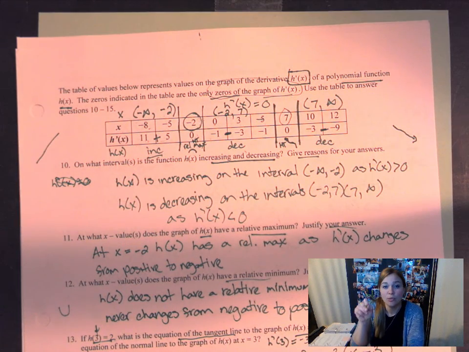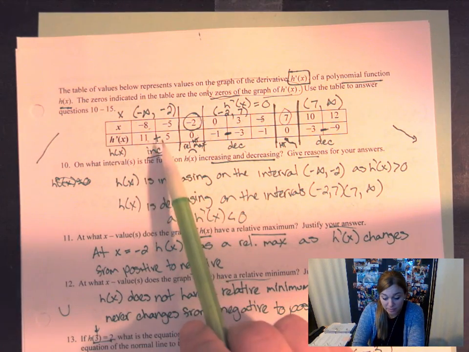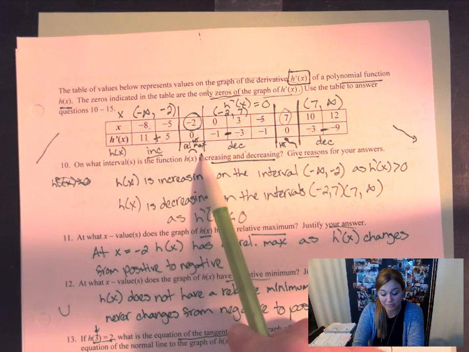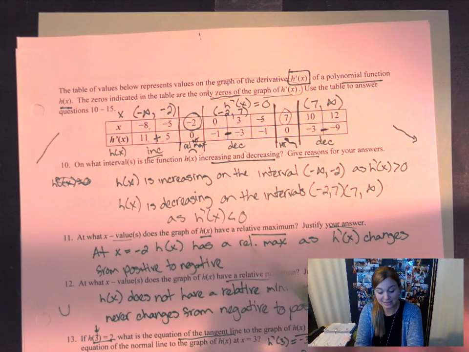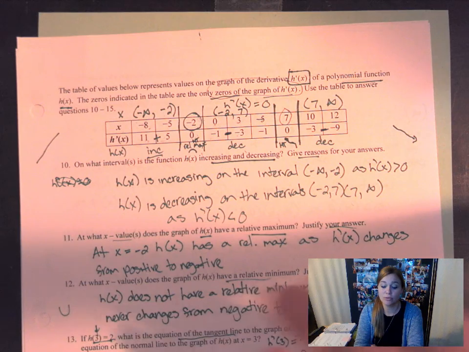Maximums occur when you go from increasing to decreasing, or you can say the slope is positive and then negative. Over here, positive to negative slope is a relative max, and this just says at what x values. So I can say at x equals -2, h of x has a relative max as h prime changes from positive to negative.